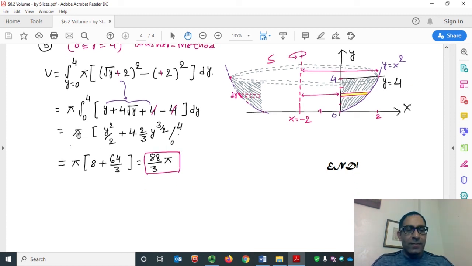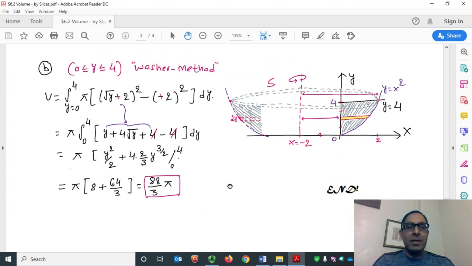So π as it is. y becomes y squared over 2. The 4, just copy the 4. Then radical y is the same as y to the power 1/2. Then take the integral of y to the power 1/2. It becomes y to the power 1/2 plus 1, which is 3/2, divided by 3/2. But dividing by 3/2 is the same as multiplying by 2/3. That's why this 2/3 is there, times y to the power 3/2, and the limits are 0 to 4. So put in y equals the upper limit 4 and lower limit 0. Simplify. It gives us the volume 88/3 times π.